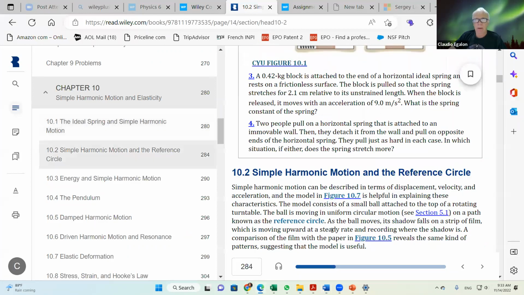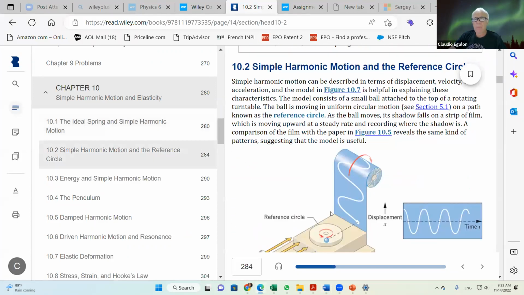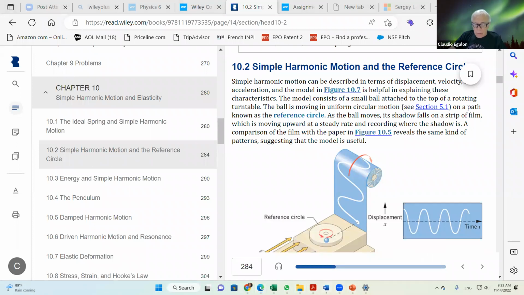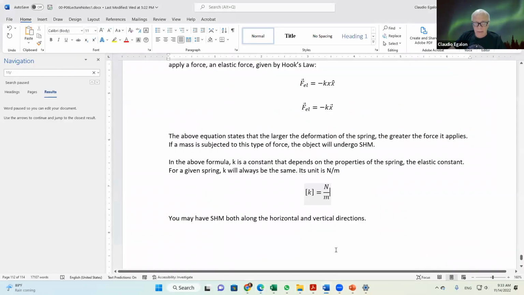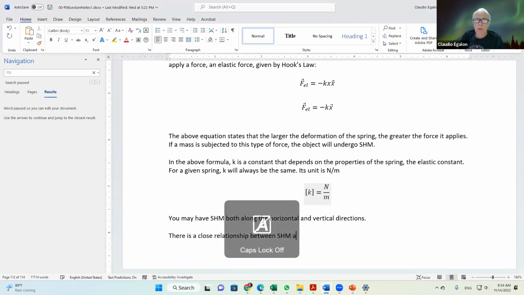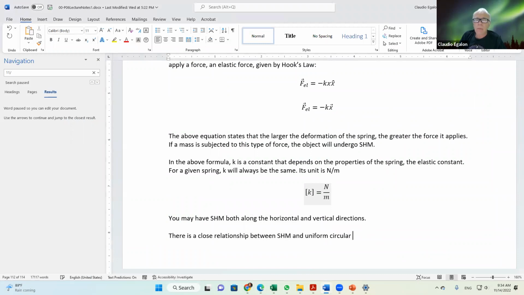And that's what we have here. And now, there is a close relationship between simple harmonic motion and circular motion. Let's write that down here. Since you have already studied circular motion, there is a close relationship between simple harmonic motion and uniform circular motion.